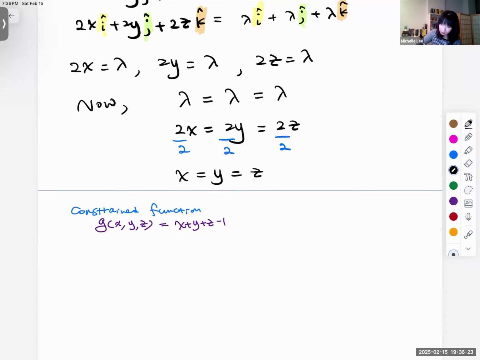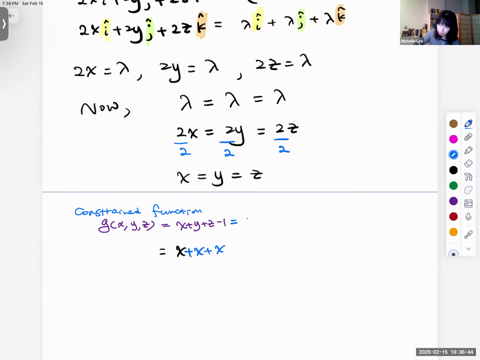So let's see, x plus x plus x. Now, instead of setting equal to 0, let's set it equal to 1, with negative 1 moved to the other side. So going back to the original constraint, it equals 1. Now, solve for x.